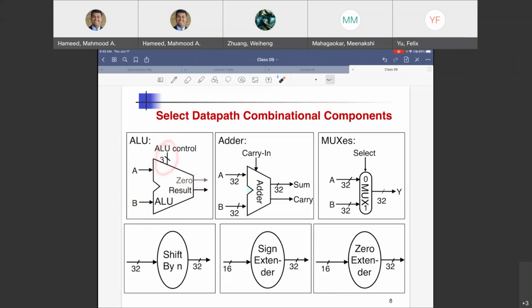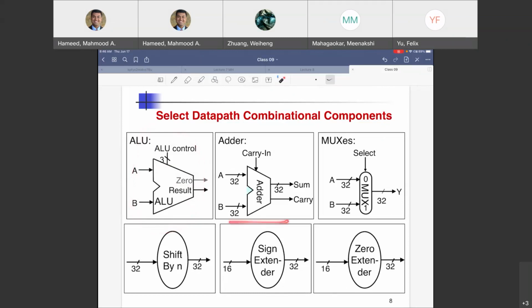Why is this ALU control 3 bits? Well, we have looked at a simplified MIPS ISA with 8 instructions, and we already said we are going to need 3 bits to figure out which instruction to execute. So 3 bits for ALU control. That's your ALU. This is a very, very important component in our data path. This is where instructions get executed.